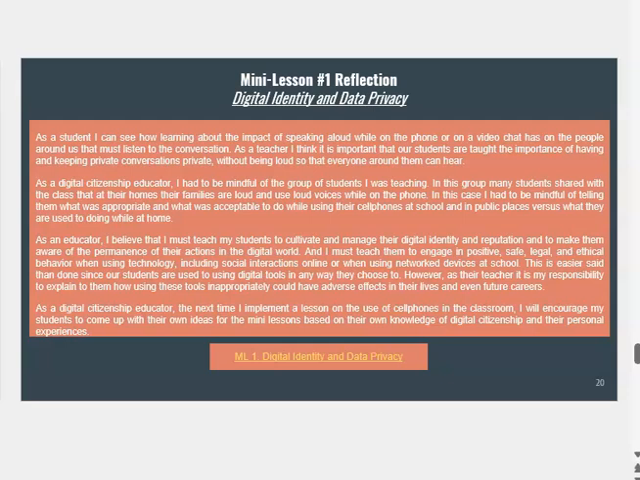As a digital citizenship educator, the next time I implement this lesson on the use of cell phones in the classroom, I will encourage my students to come up with ideas for the mini lessons based on their own knowledge of digital citizenship and personal experiences as they use their cell phones in and out of the school, whether they are conducting research, talking to their friends, or just FaceTiming or texting.